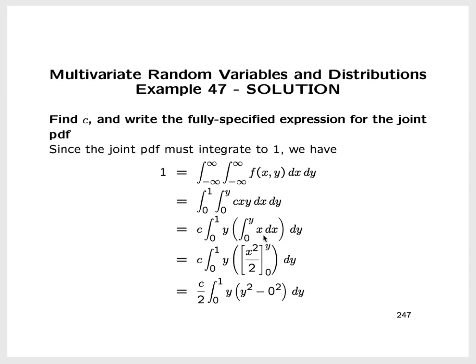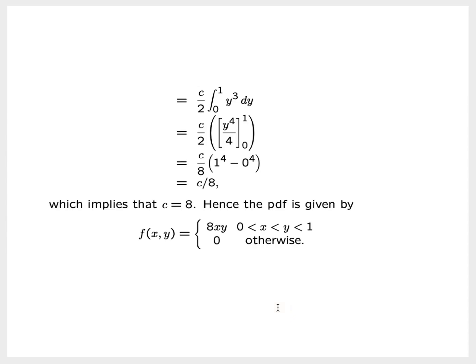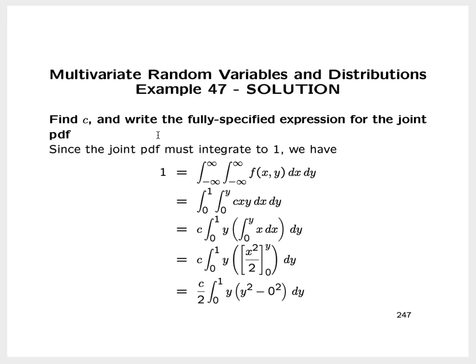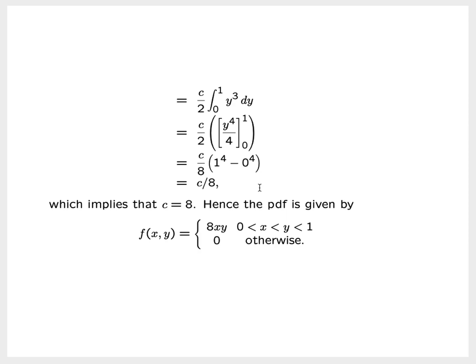And so we use the fundamental theorem of calculus. The antiderivative of x is x squared over 2. We evaluate that at y and 0 and take the difference. And so that's what we get down here. Then this simplifies to an integrand of y cubed, which we're integrating with respect to y from 0 to 1. We use the fundamental theorem of calculus again, and we end up getting c over 8, which is equal to 1. So that implies that c is equal to 8.